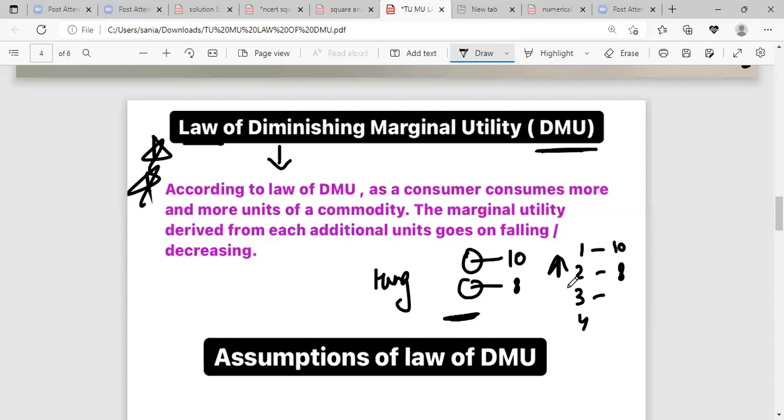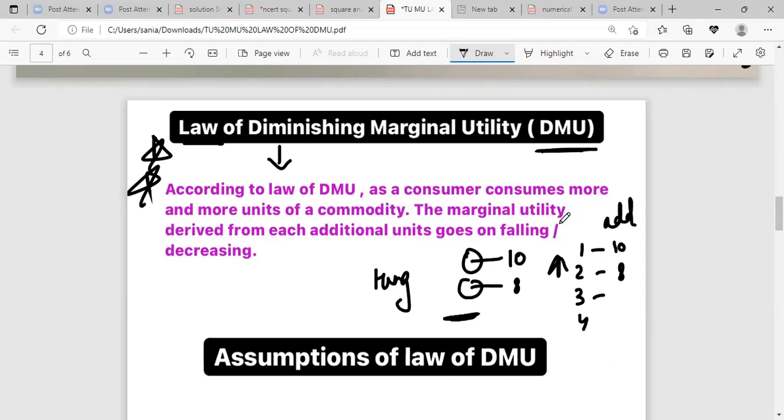So what is happening as you consume more and more? Your marginal utility, meaning the additional need to eat, the add-on, is going to decrease, right? So this is your law of DMU: if you increase your consumption, then your marginal utility will fall.